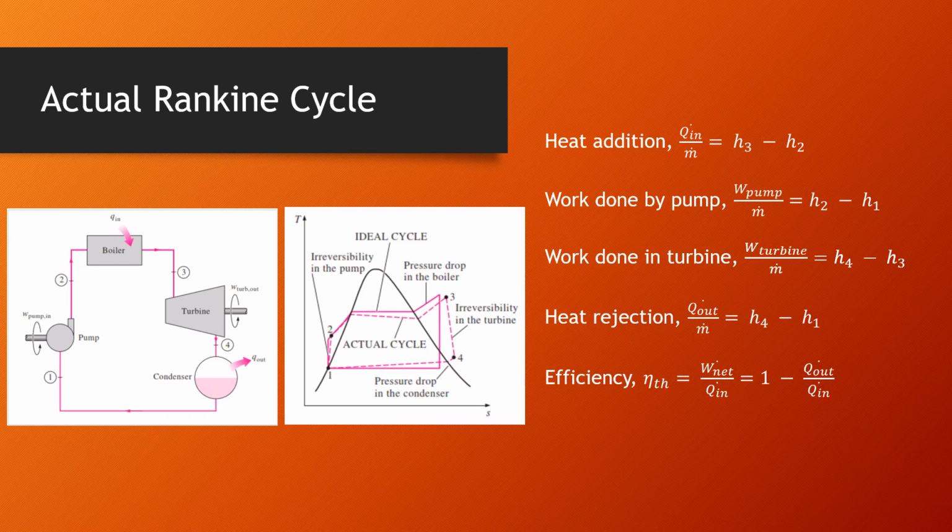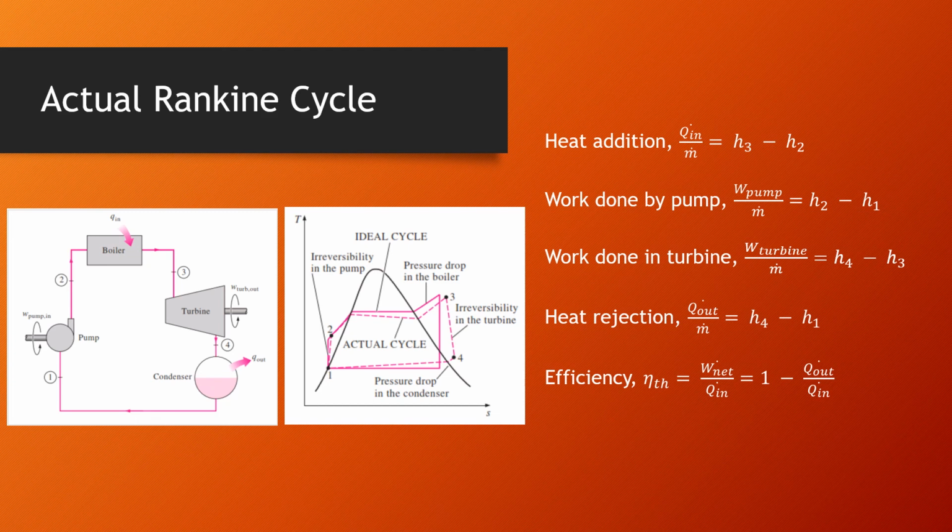The work done by the pump can be found out by the change in enthalpy of the working fluid between the exit of the pump and the entry to the pump. Similarly, the work done in the turbine can be found out by the change in enthalpy of the working fluid from the exit of the turbine to entry of the turbine or the exit of the boiler. The heat rejection of the condenser can be found out by the change in enthalpy of the working fluid from turbine exit to pump entrance.